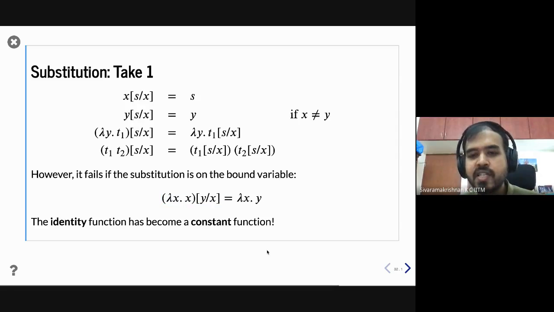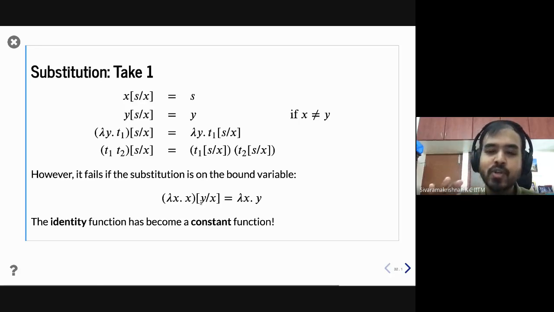What is a constant function? A constant function takes whatever value and returns you the same constant. I'm just ignoring x here and returning y. This is bad because the definition of substitution says you can only replace free variables, and I'm replacing a bound variable here. We have to fix that.